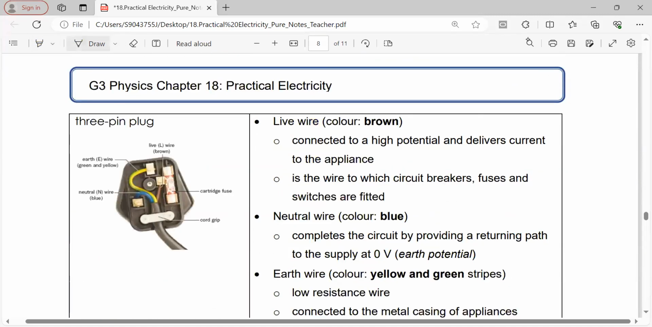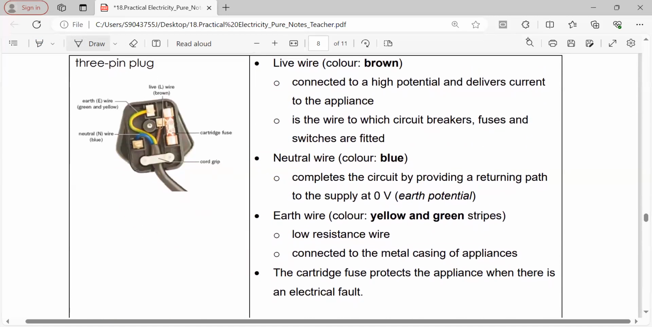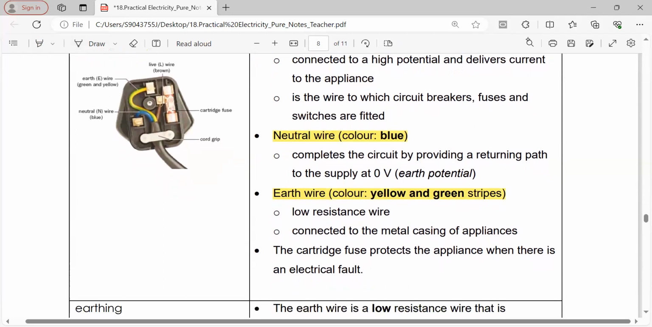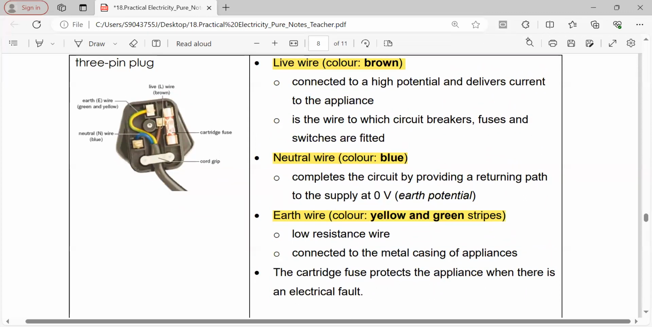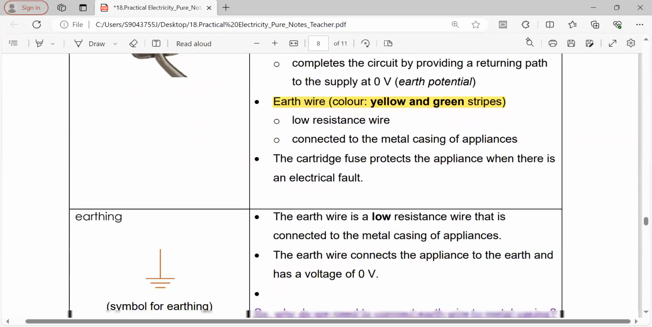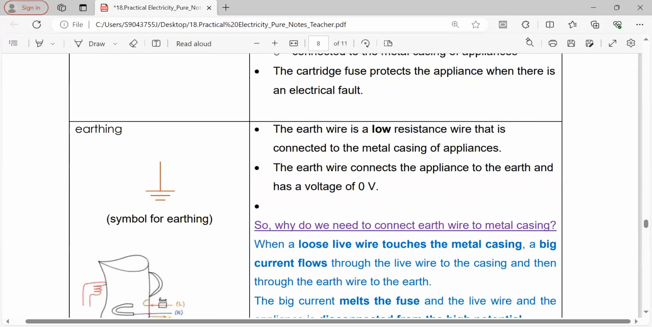Okay, next, we have a 3-pin plug. Most of our house appliances use a 3-pin plug. You need to memorize that. The brown wire is the live wire. The blue wire is the neutral wire. The earth wire is the yellow and green stripes. Okay, so current usually flows from the live wire to the neutral wire. The safety feature is the earthing. Only if the appliance has a damaged component, then there's excess current, and it will flow into the earth wire, or when there's an electrical fault.